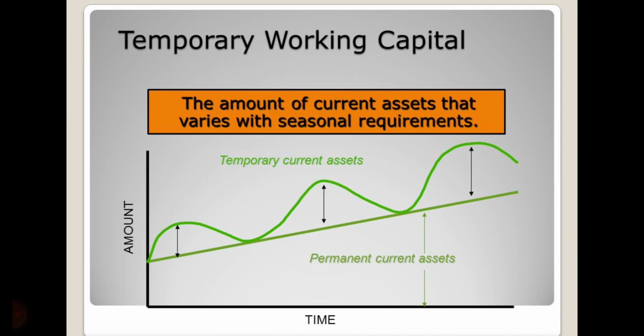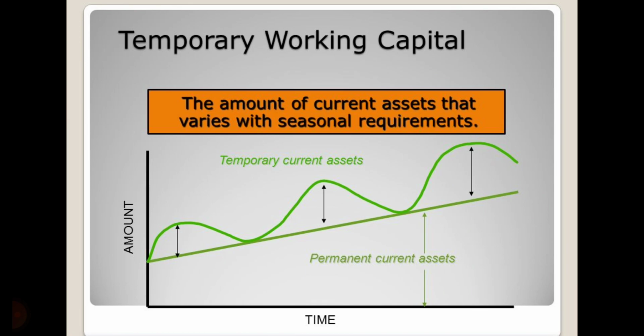Of course, as you can see, the line is going up because over the period of time, when the size of the business grows, then you need more current assets. So that permanent working capital increases. It increases, but it does not fluctuate because it increases only with the size of the business.